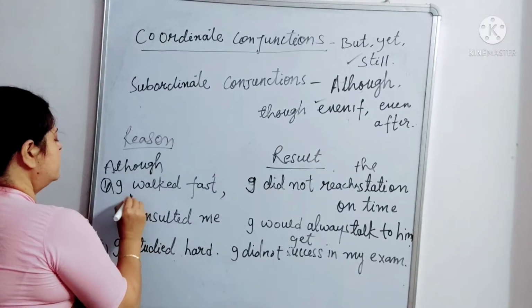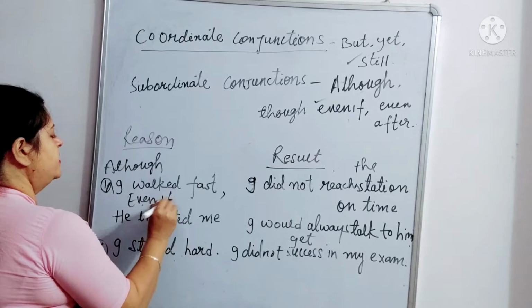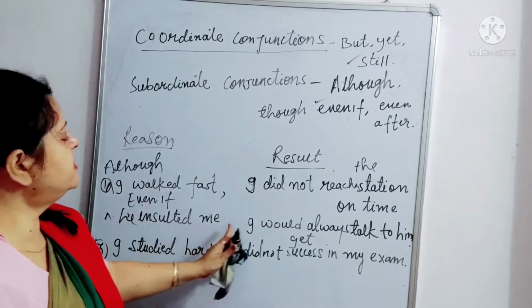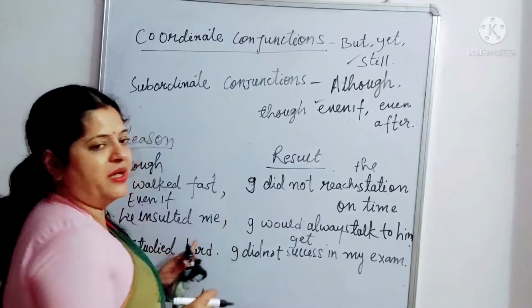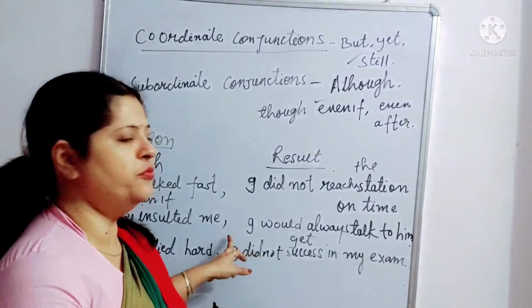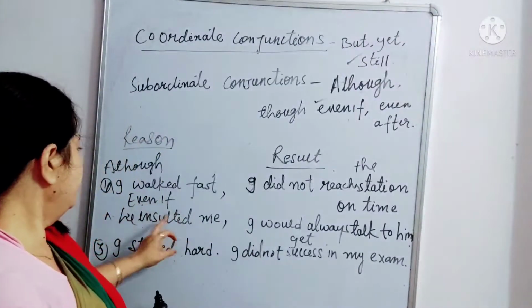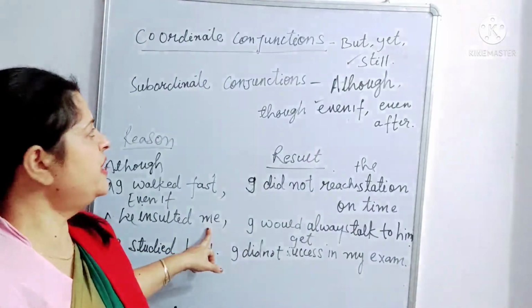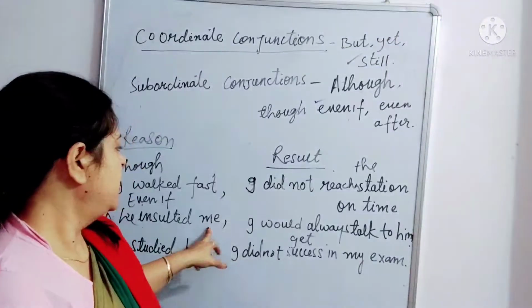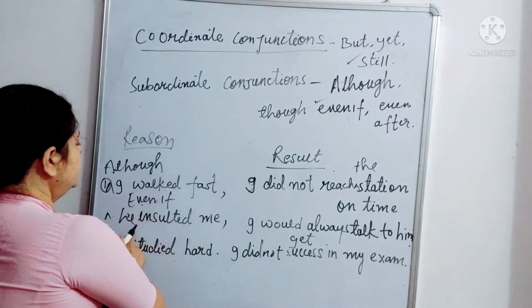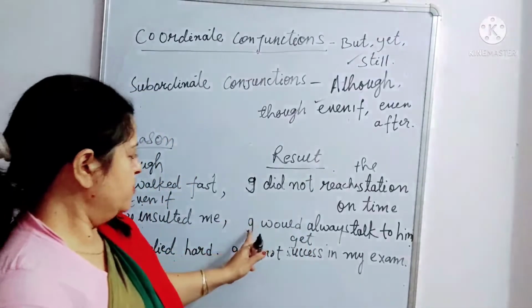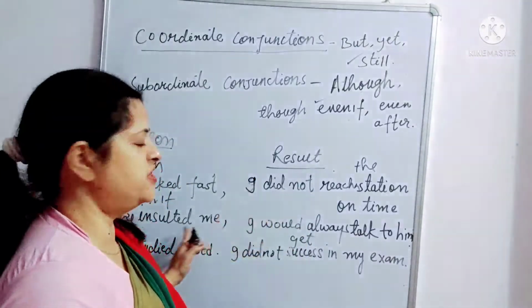Okay. So it has become, even if he insulted me. Now I am putting a comma, because if a subordinate clause comes at the beginning of a sentence, we always need to put a comma. So even if he insulted me, this is the subordinating clause, adverb clause of concession or contrast, and this is the principal clause. So even if he insulted me, I would always talk to him. Now this sentence is showing contrast with the principal clause.